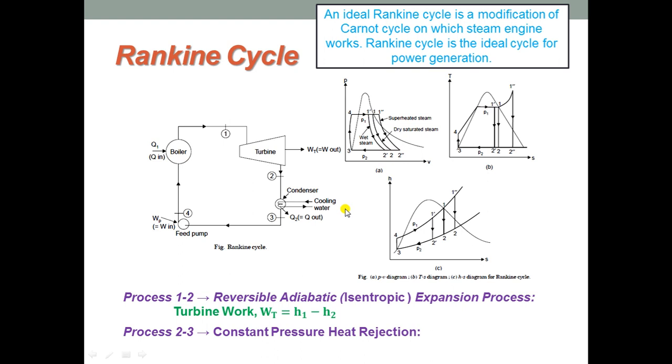The initial condition depends on either the steam is a dry saturated, superheated or a wet steam. Based on that, the condition number 2 or 2 dash or 2 double dash will be taken, and the heat rejection process through the condenser takes place from point 2 to point 3 and the process ends at point 3. The process is a constant pressure heat rejection process and the amount of heat rejected is given by H2 minus H3.